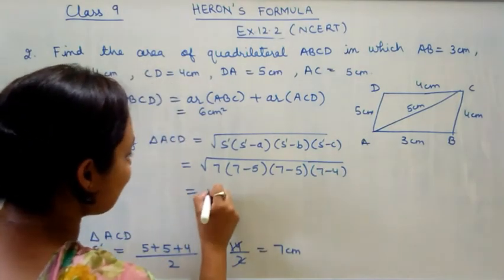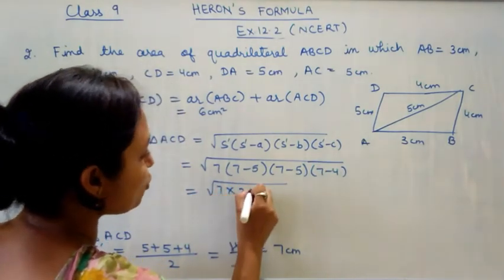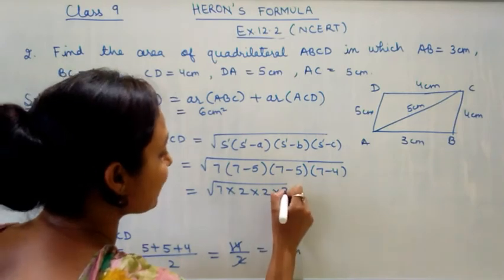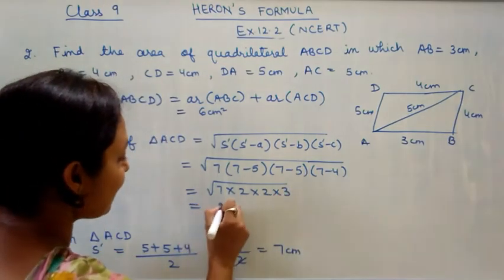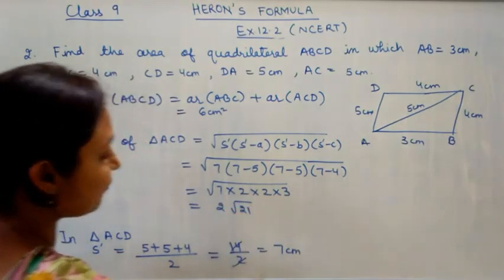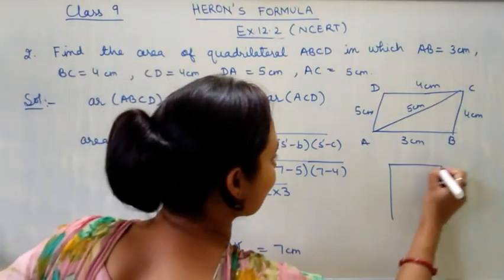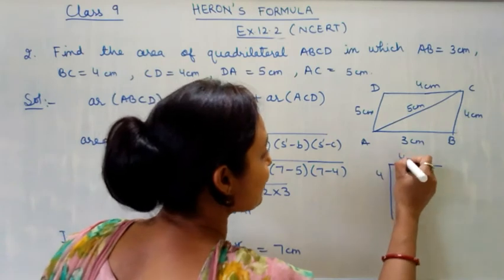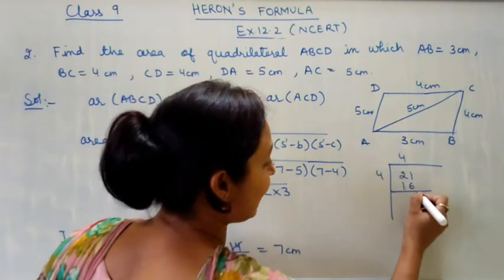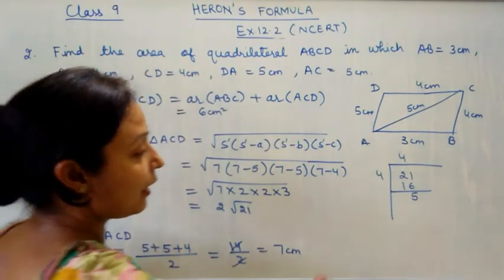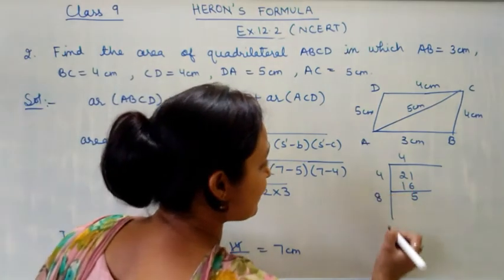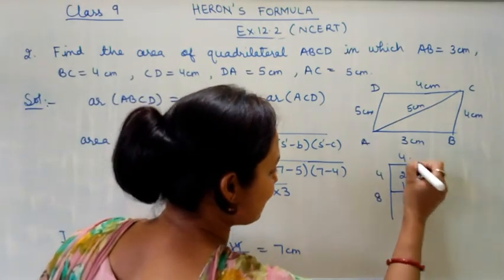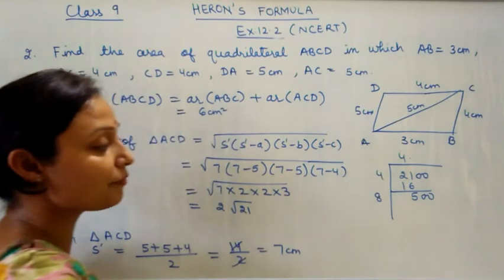What is the next step? That is 7 into 2 into 2 into 3. 2 comes in pair, comes out, and 7 3s are 21. Now do the square root of 21. 4 4s are 16. 5 5s are 25. So 4 4s are 16, and this comes in 5. 5 4 and 4 8. We will take a dot for the decimal.